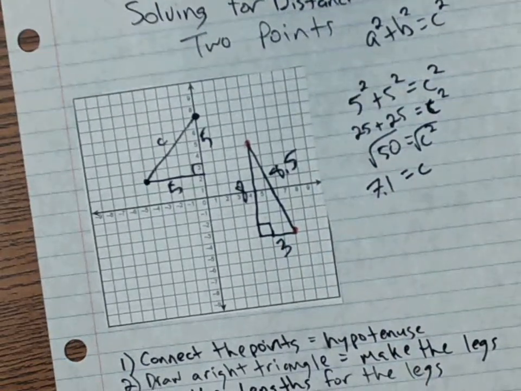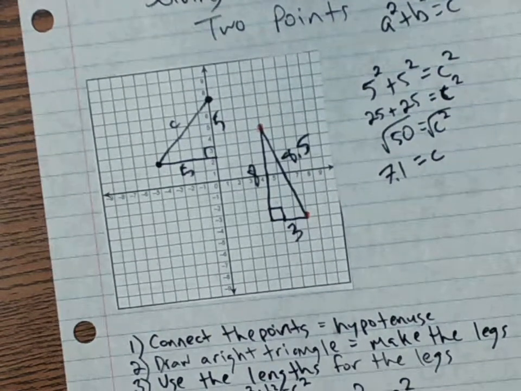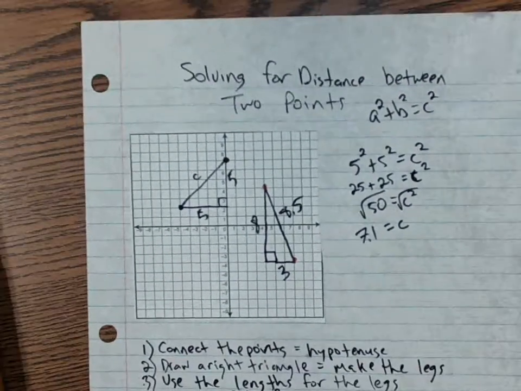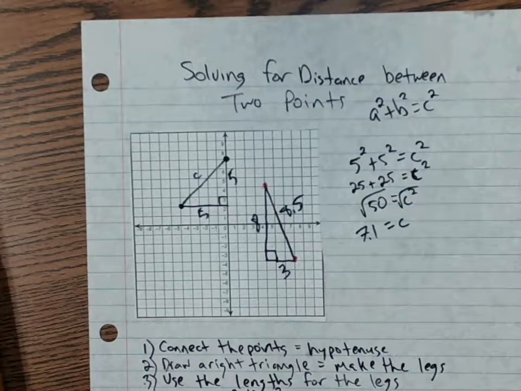Okay, so it's really easy to use your formula. You just have to make sure that you draw out a right triangle and you label your sides correctly. Okay, so that is how you use the Pythagorean theorem to solve the distance between 2 points on a coordinate grid.